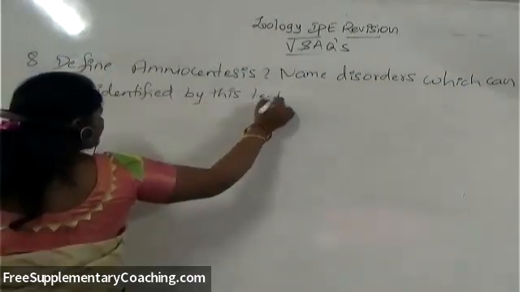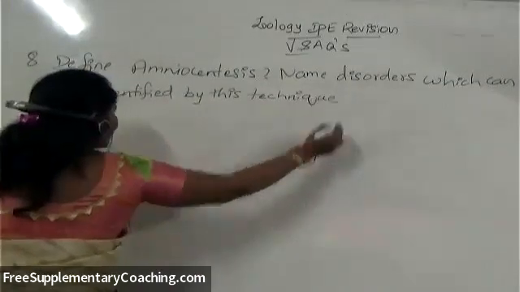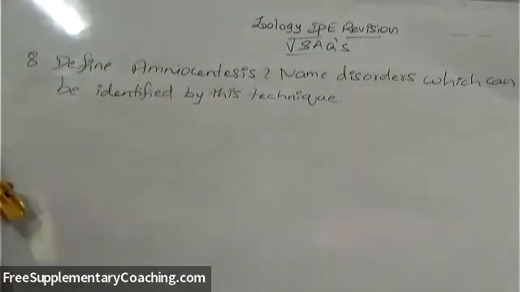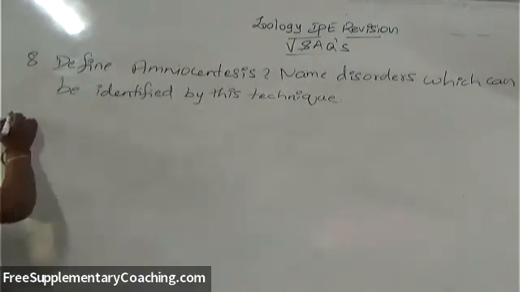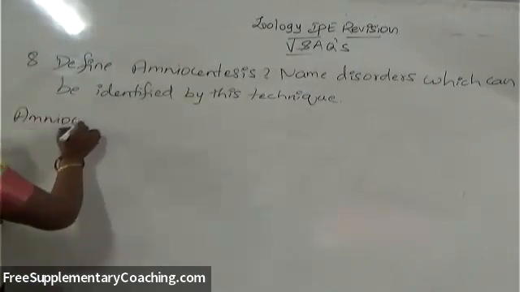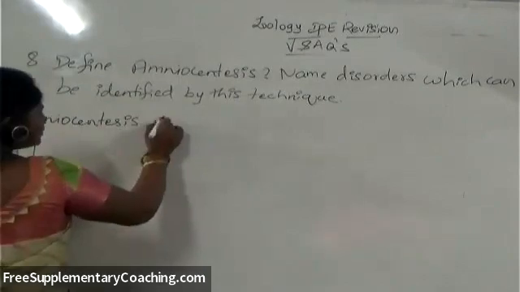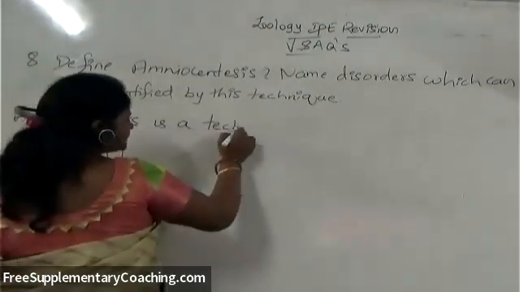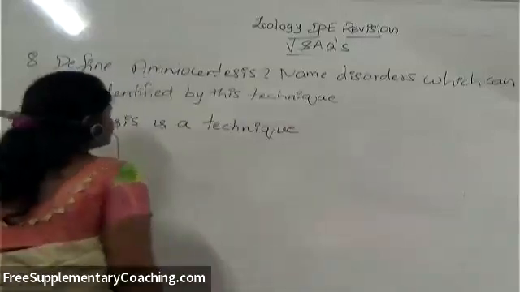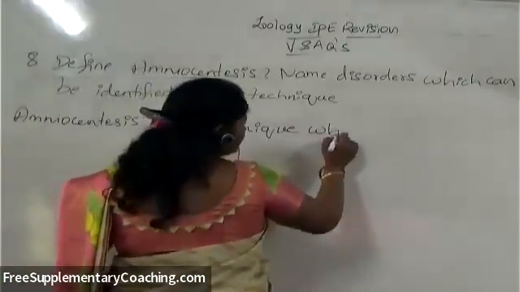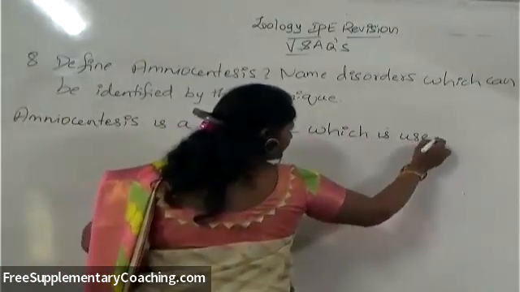So, amniocentesis, amnion. Generally, where will this amnion layer be present? The amnion layer is present surrounding the growing embryo. Already you know 4 extra embryonic membranes like chorion, amnion, allantois, yolk sac in the case of mammals, right? So, amniocentesis is a technique which is used to detect the genetic disorders present in the growing fetus.